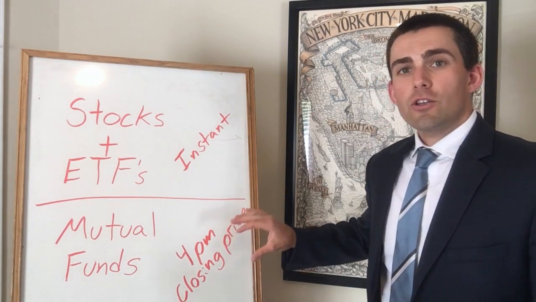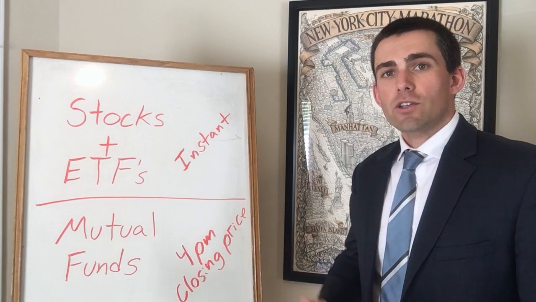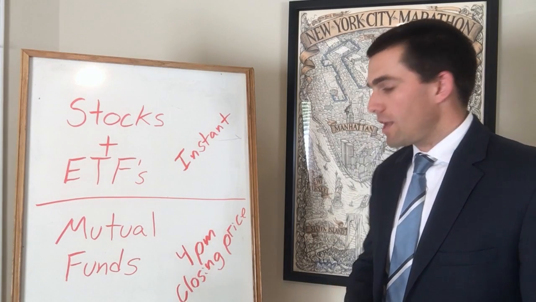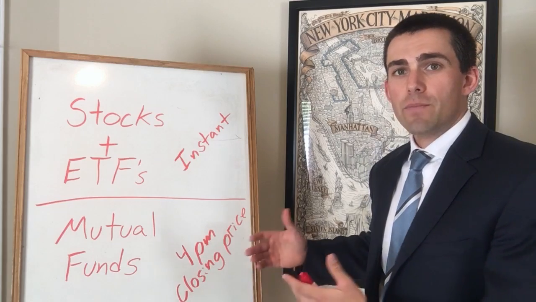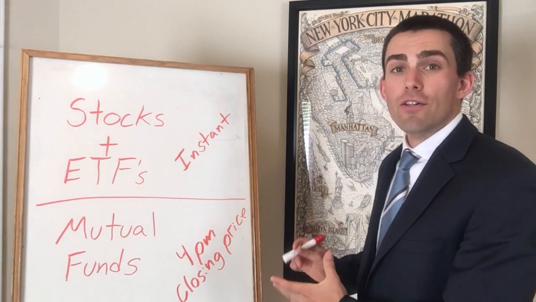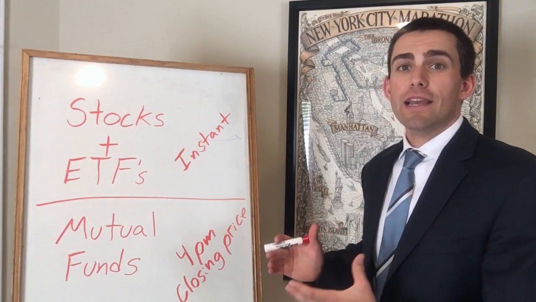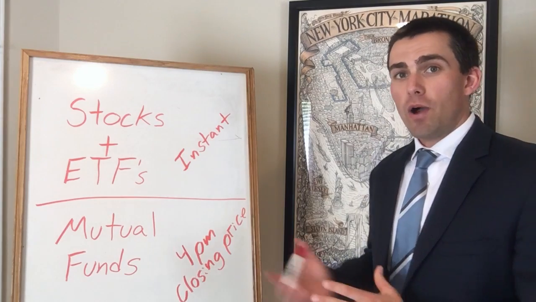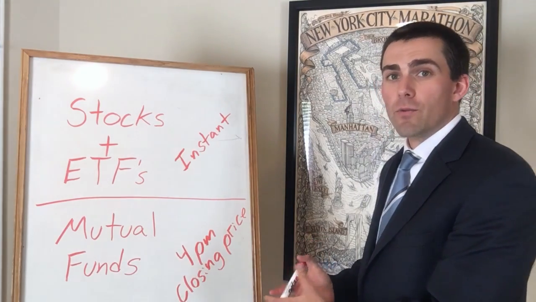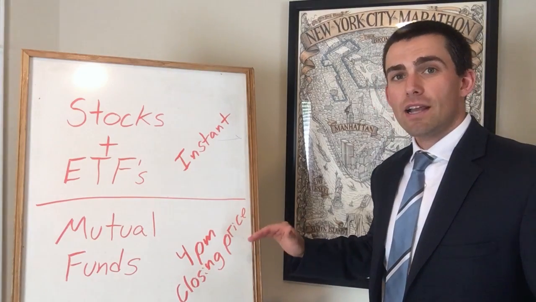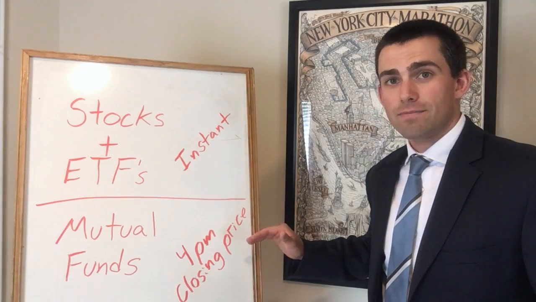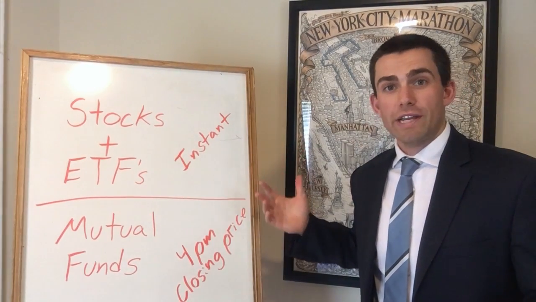With a mutual fund, you get today's closing price. So when you buy into a mutual fund, you get the 4 p.m. price, or closing price, of that mutual fund. And when you sell that mutual fund, you'll get that day's closing price. So when you buy in, you get 4 p.m.'s price, and when you sell, you get 4 p.m.'s price. So you cannot buy and sell these on the same day like you can a stock or an ETF.